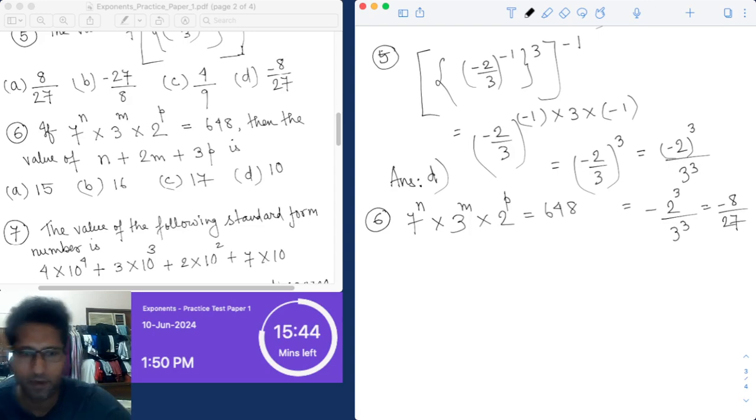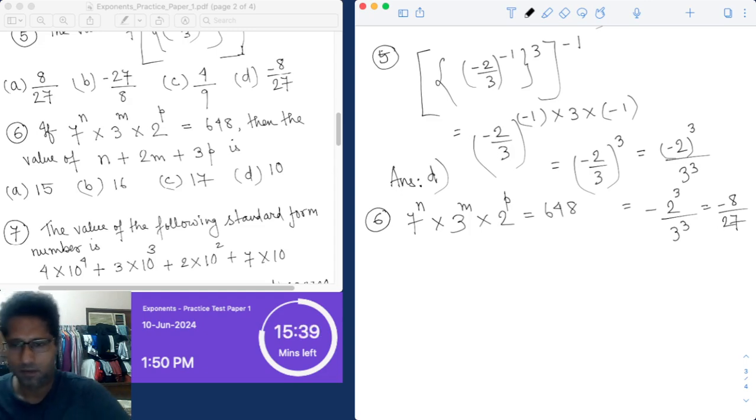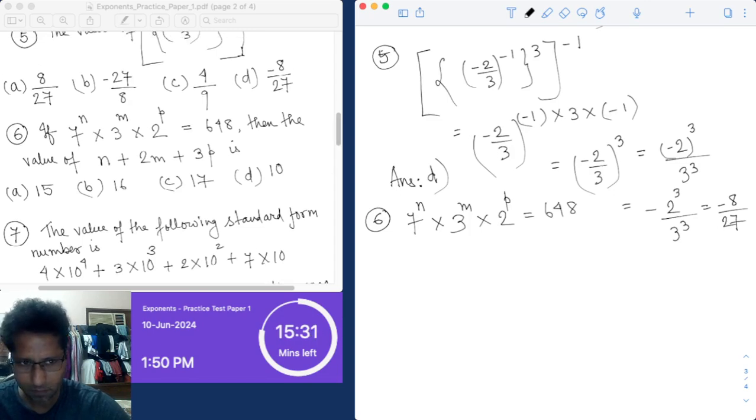Clearly we have to factorize the right hand side number 648, so that we can express it in powers of 7, 3 and 2. So let's quickly see what the factors of 648 are. Let's divide it by 2. We have 324. Again let's divide by 2. We have 162.